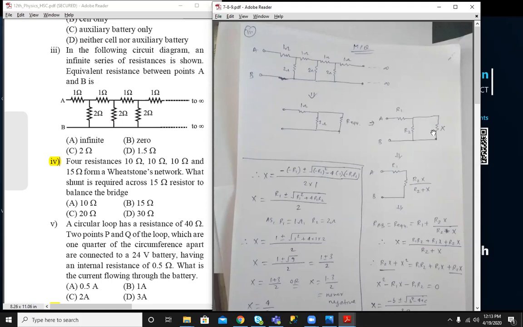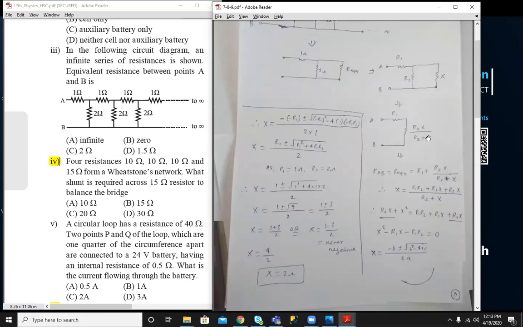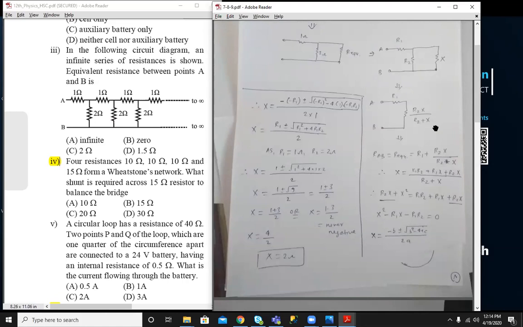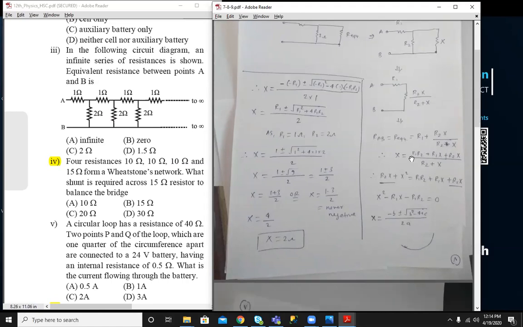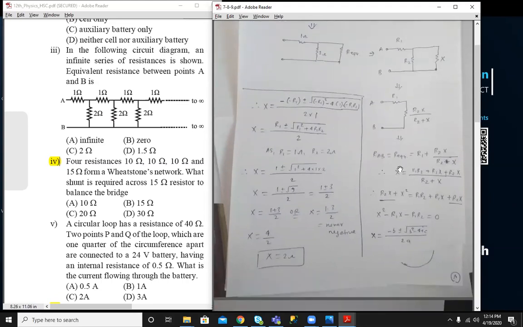So let's solve this. We have written 1 ohm, 2 ohm as R1, R2, and R equivalent is X. R2 and X are in parallel. If two resistances are in parallel, then the formula is R1 R2 by R1 plus R2. The equivalent comes as this resistance, and this combination is in series with R1. So in series we add the resistances. So the resistance between points A and B means R equivalent, and R equivalent is equal to R1 plus this resistance. R equivalent we already assumed to be X, so just put X here.